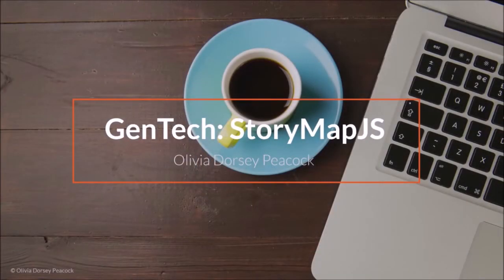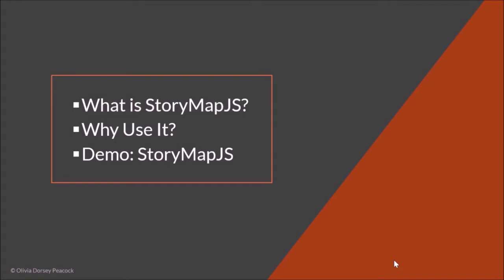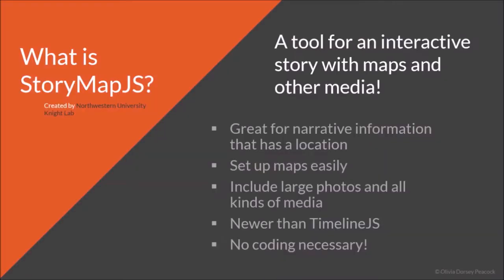So StoryMap JS, as I said, is a really cool tool for linear narratives especially. And in this presentation, I'll be talking about what StoryMap JS is, why you would want to use it, and I'll go through a demo and show you how you can use it. Like I said, it was created by the Northwestern University Knight Lab. It's a tool for interactive stories, and you can incorporate maps, photos, videos, audio, all kinds of stuff. It allows you to set up maps pretty easily. All you do is just type in the name of a place or an address, and it pops up. And so you can see that visual on the left-hand side of your presentation, and on the right you can have your text explaining more about certain events that are going on.